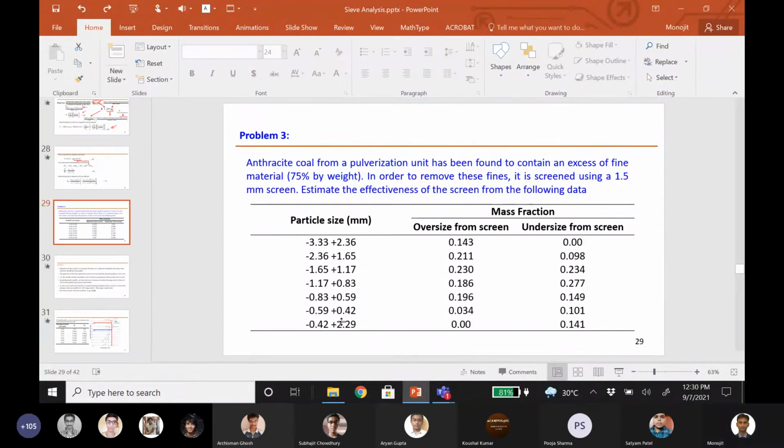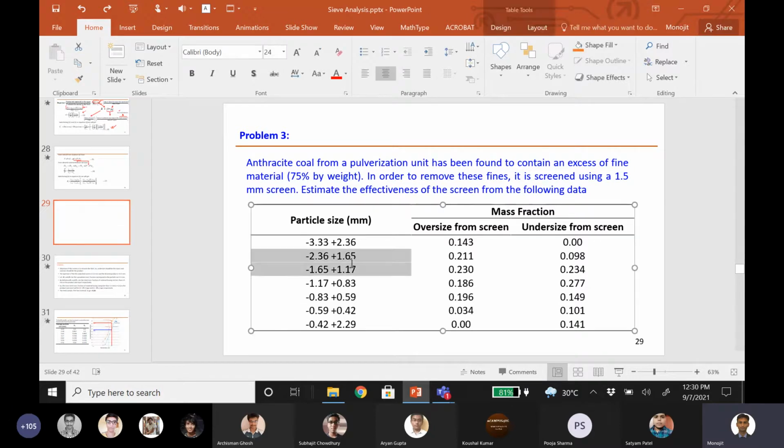So, what's your name? Archishman. Okay, Archishman. Just take any one row. Let's take this second row. You just tell me what you understand by all these three numbers. If I take the first column, minus 2.36 plus 1.56, what do you understand? It means that the particle size is less than 2.36 but greater than 1.65. Okay, fine.